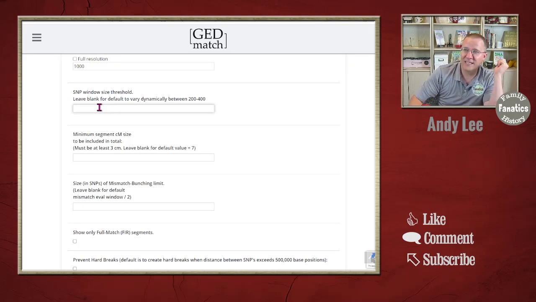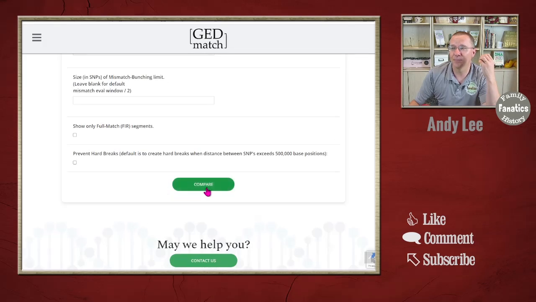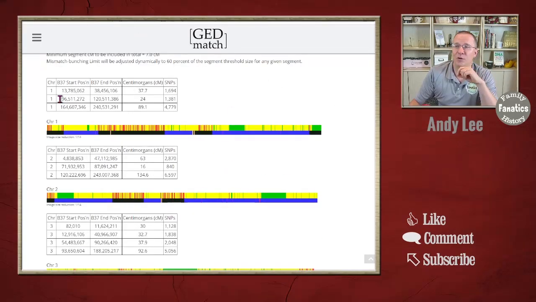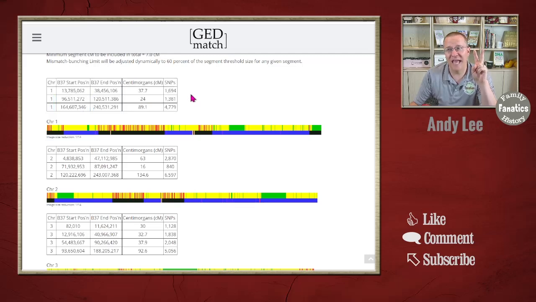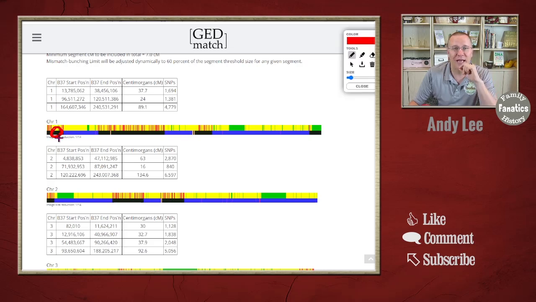So if I change this to, let's say, 700 SNPs, I need at least 700 SNPs to call this a match. We're going to compare, and you'll notice this table has shrunk. Instead of 5 segments, now there's only 3 segments. 2 of those segments had less than 700 SNPs. In fact, that first one only had like 490 SNPs, and so it's no longer considered a segment in this case.